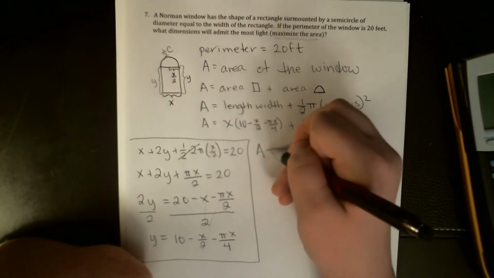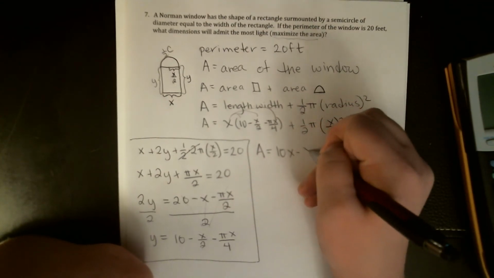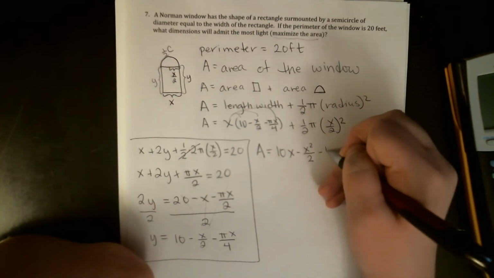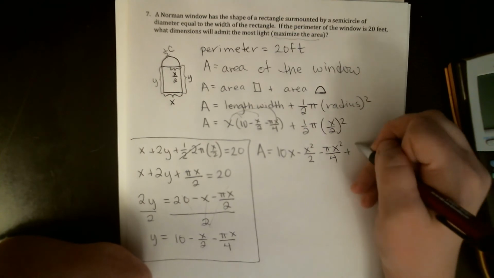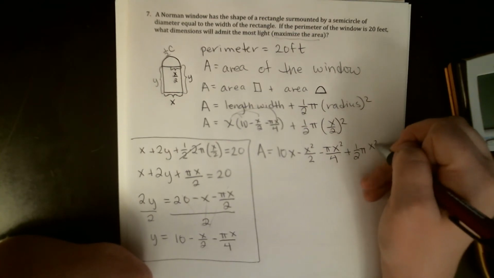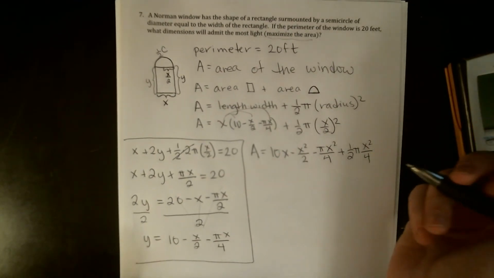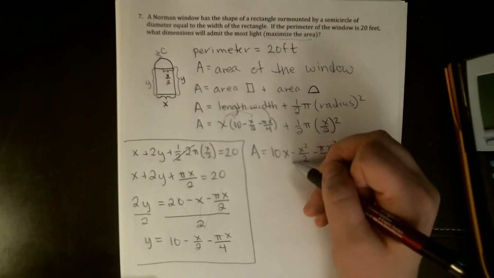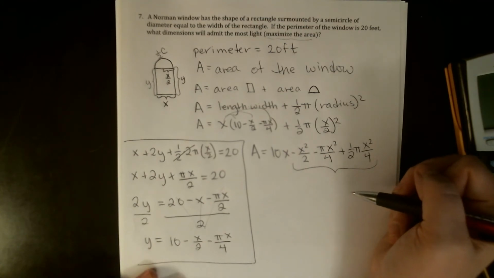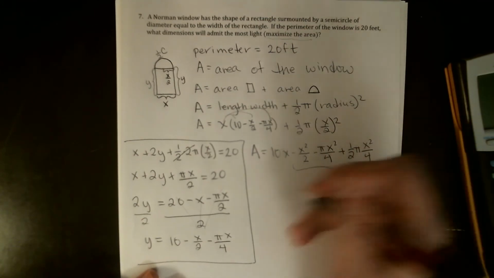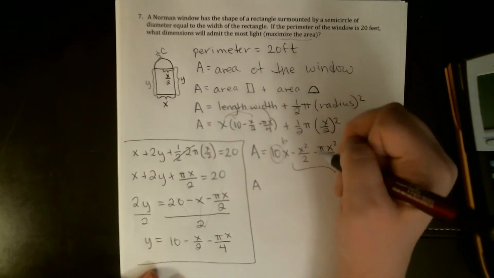Okay, so let's go ahead and distribute through the parentheses. So I have a 10x minus x squared over 2 minus pi x squared over 4. And then I have a 1/2 pi x squared over 4. Okay, let's see. Still pretty much looking like a mess. What I do see here is all of that put together gives me my x squared term. So in this one, my b is really obvious. It's right there hooked to my x, but my a is kind of hidden.